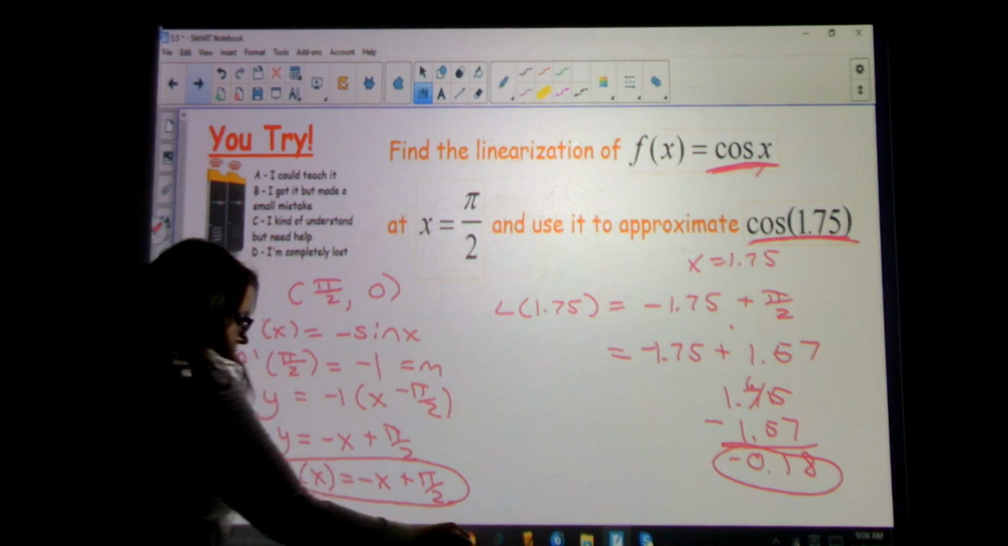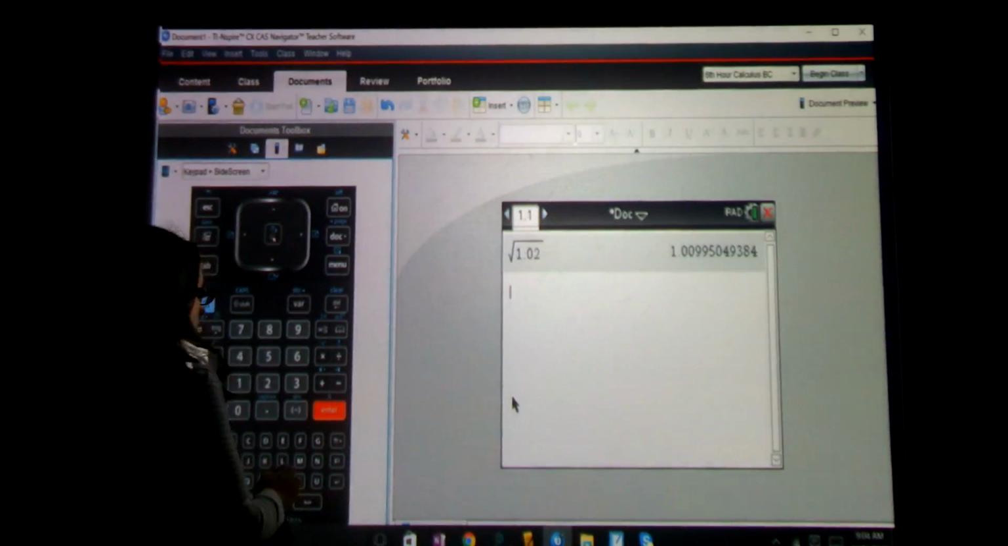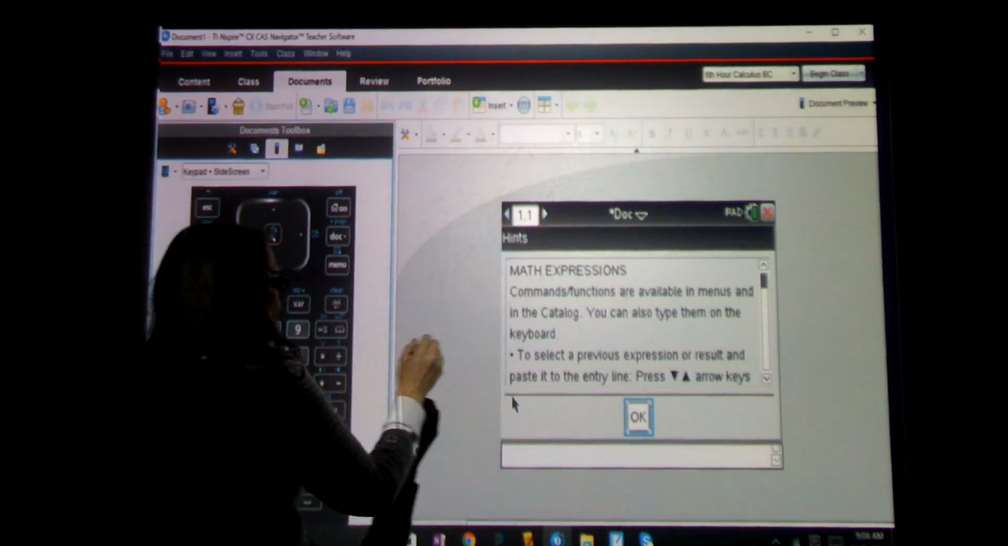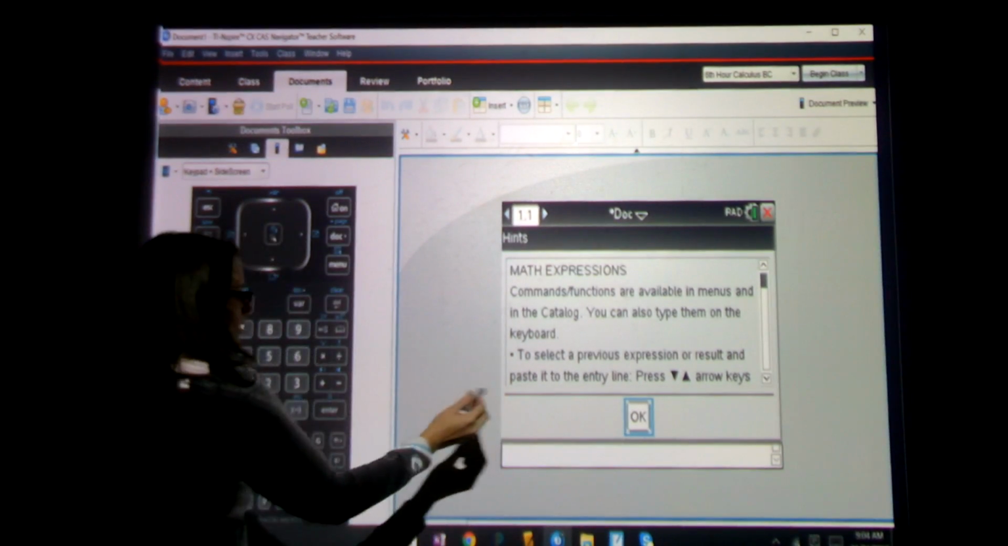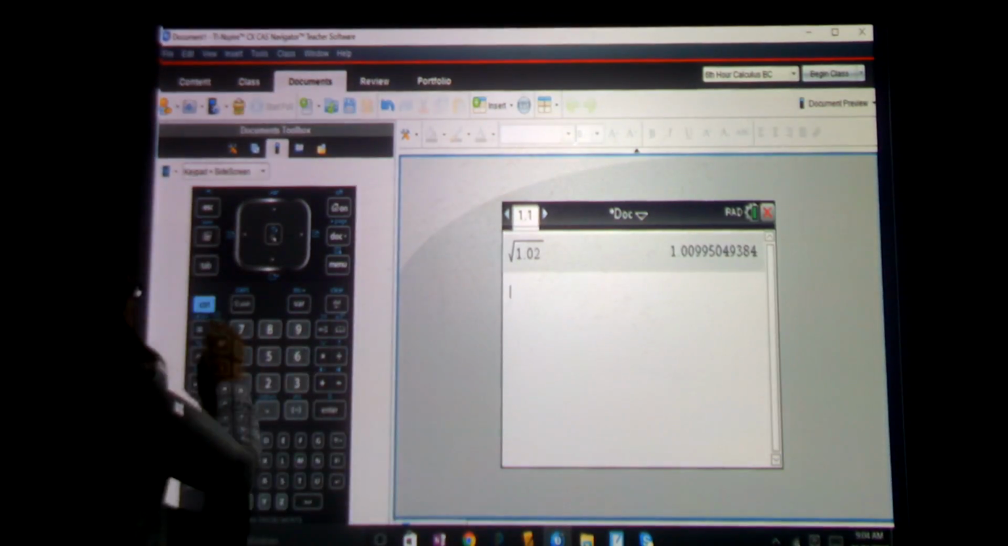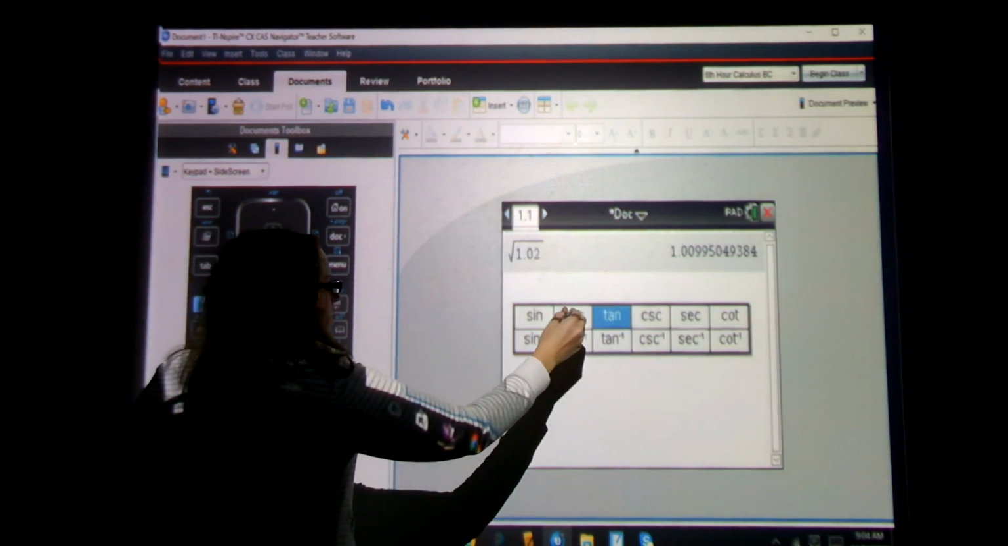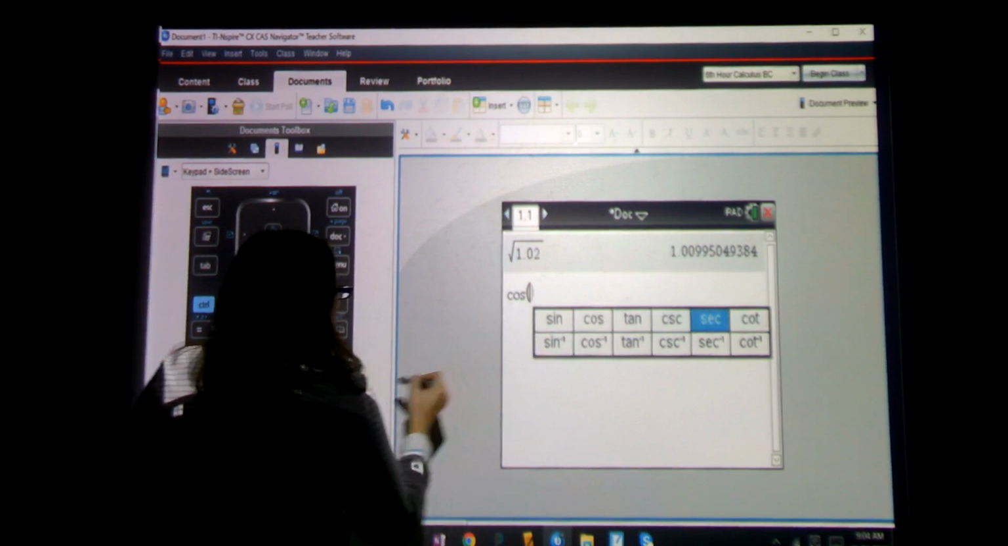Okay, now let's check. Let's check our calculators. I want cosine. Whoa, okay. Go away. There's my ghost showing up again.